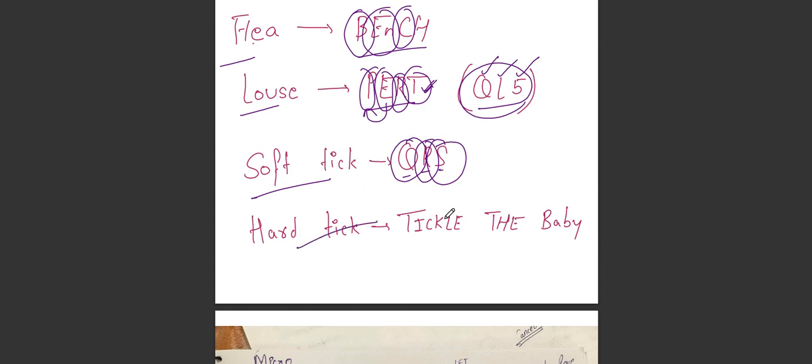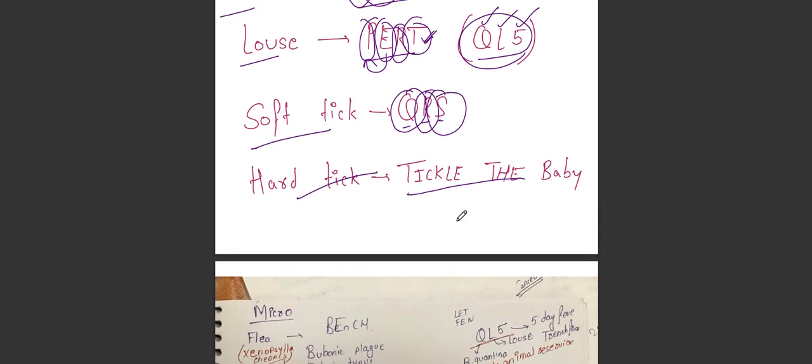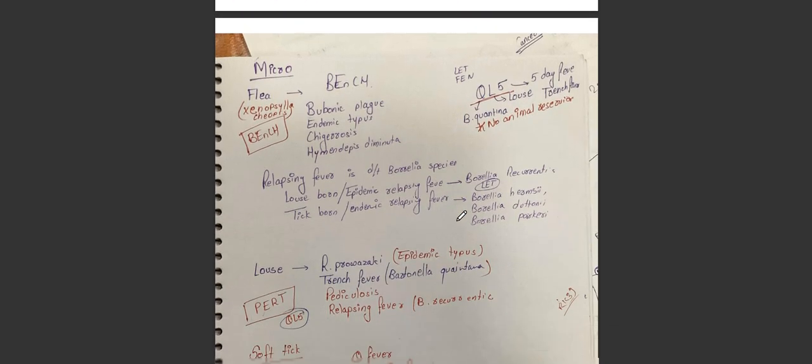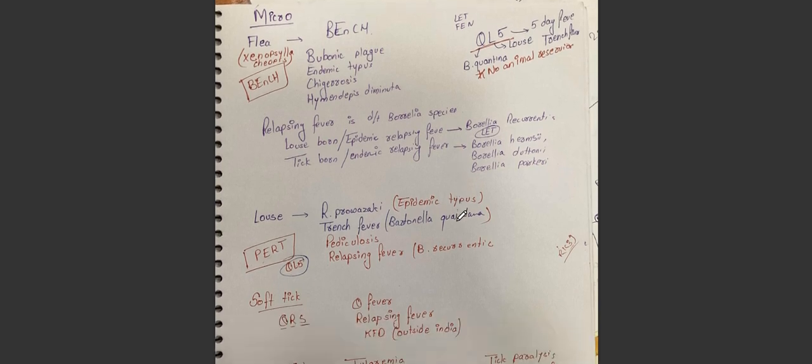Then hard ticks is the long list, just like "tickle the baby", each word representing some mnemonic. I will tell you. First, let's compile all which we have studied, like flea. Flea is also known as Xenopsylla cheopis. Its mnemonic is "flea is sitting on the bench", meaning B for bubonic plague, EN for endemic typhus, C for chigeriosis, and H for Hymenolepis diminuta.